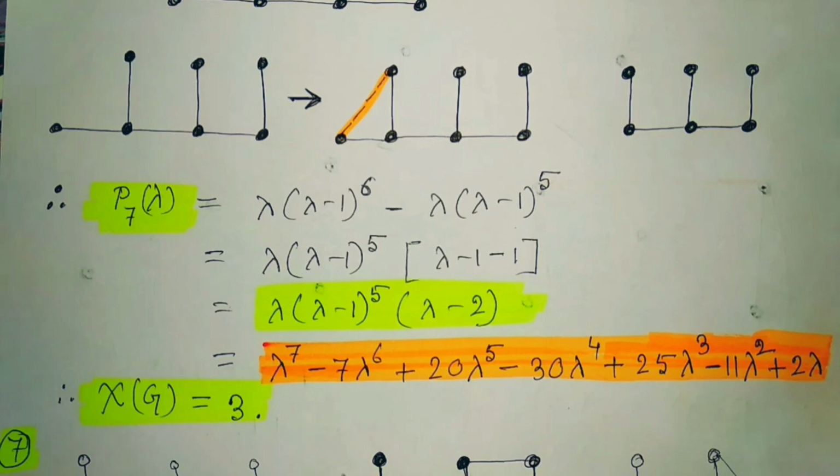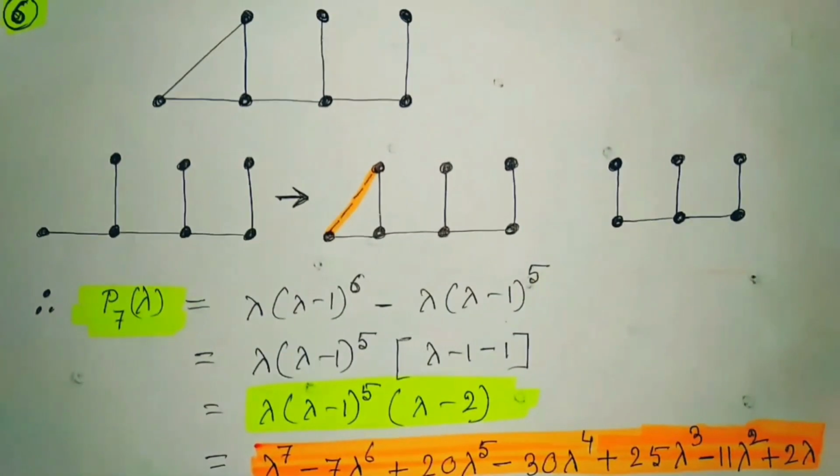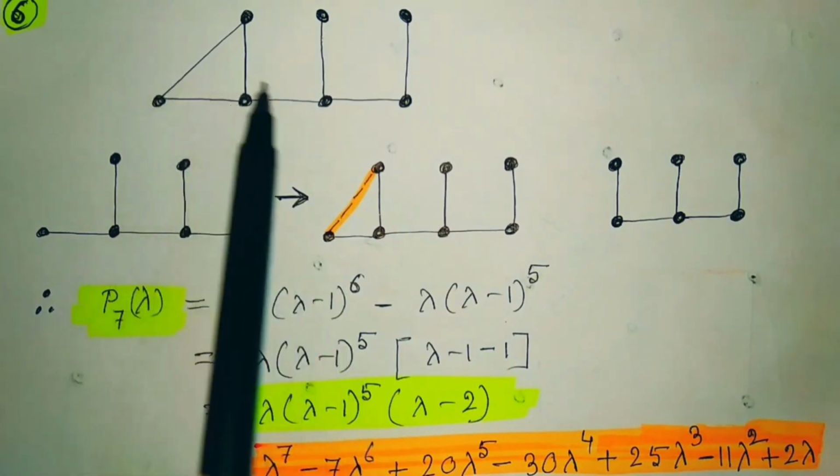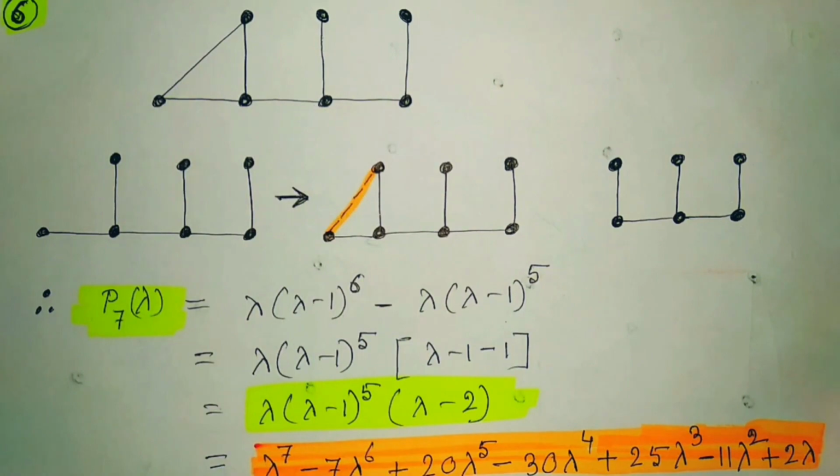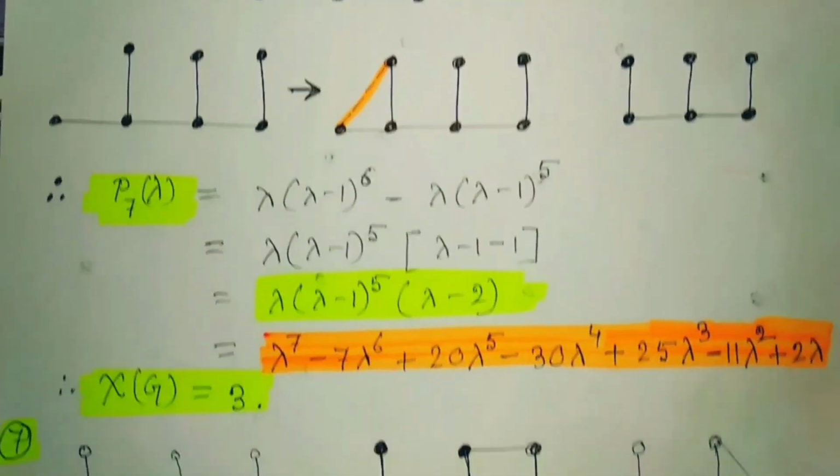Here, one more thing you should observe: this second coefficient is 7, which is the total number of edges in the graph. Just count the number of edges. This is 1, 2, 3, 4, 5, 6 and 7. So a total of 7 edges are here. So this is the chromatic polynomial for the given graph.